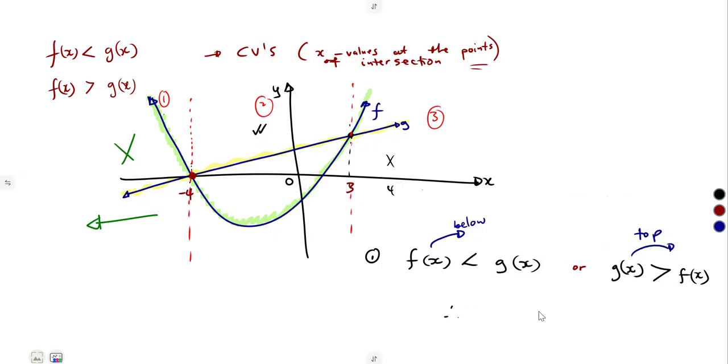So therefore, in our solution, x must be greater than minus 4, but less than 3. In between. Greater than minus 4, but less than 3. If there was an equal to here, you would also put that equal to. But we do not have that one. So our solution is going to be like this.